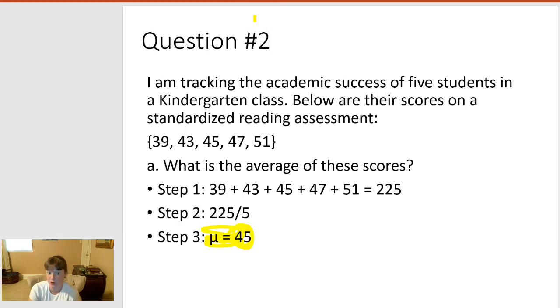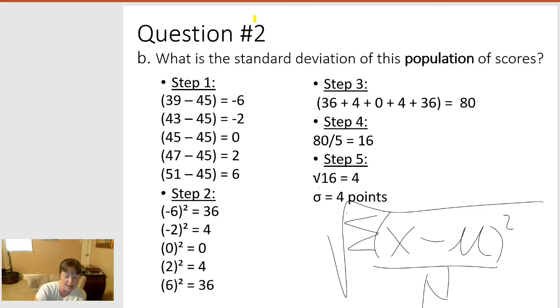Why did I use the mu symbol? Well, that's because I told you that these were the 5 kids I was tracking. So this is my entire population of scores. In this question, I ask, what is the standard deviation of this population? And here I've written on there for you the equation for the population standard deviation, right? So I'm telling you this is a population.